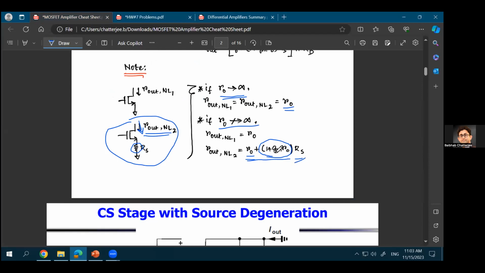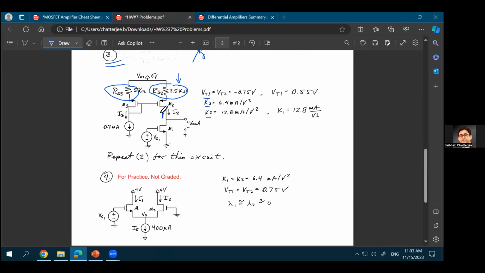And you already know what is the value of GM for that particular transistor. You can already find out what is the value of RO for that particular transistor. You already know the value of RS. So you already know what is the resistance looking into the drain of that transistor. So that will be the change that we'll see in this case.